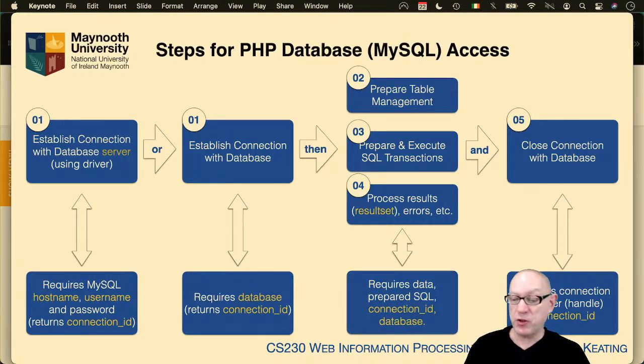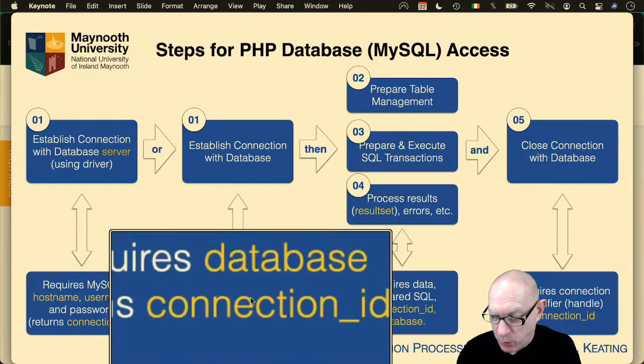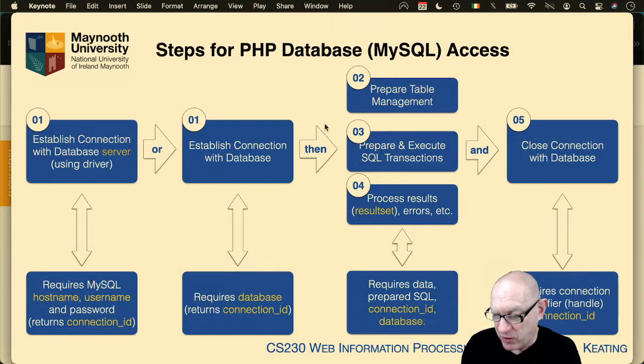The first one is that we need to establish a connection with the database server, and we use a driver to make this happen. Or we establish a connection with the database. So we either contact the server or the database, and that requires us to use the MySQL host name, which is the server. You have to have a password and a username in order to log in. And then you also generally have an actual database, which gives you access to a particular database. Once you have that, you get set up with a database connection ID.